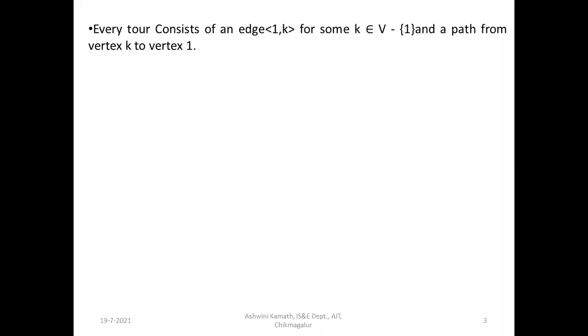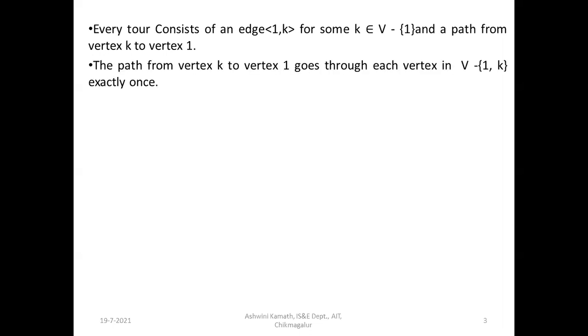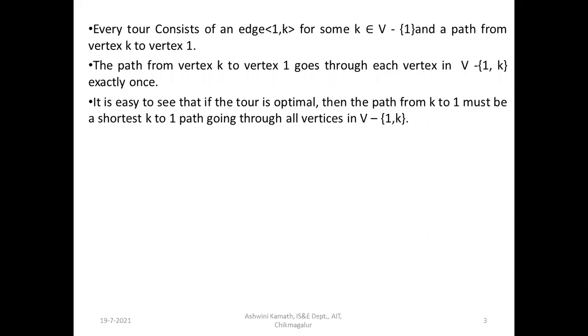And a path from vertex k to vertex 1. After visiting all the cities, from the last city he has to go back to the first city, so k to vertex 1. The path from vertex k to vertex 1 goes through each vertex in V minus 1 comma k exactly once. It is easy to see that if the tour is optimal, then the path from k to 1 must be the shortest k to 1 path going through all vertices in V minus 1 comma k.